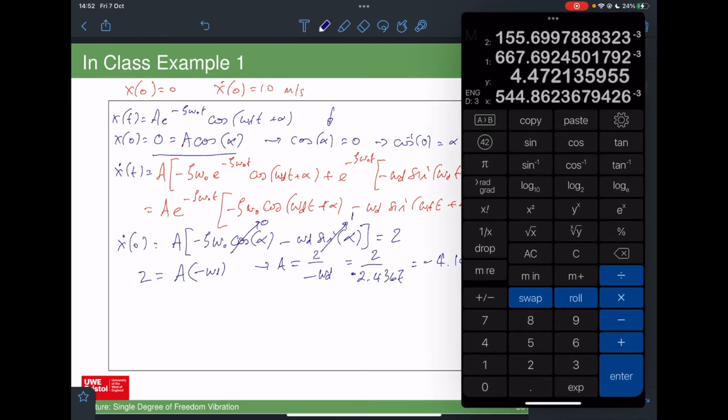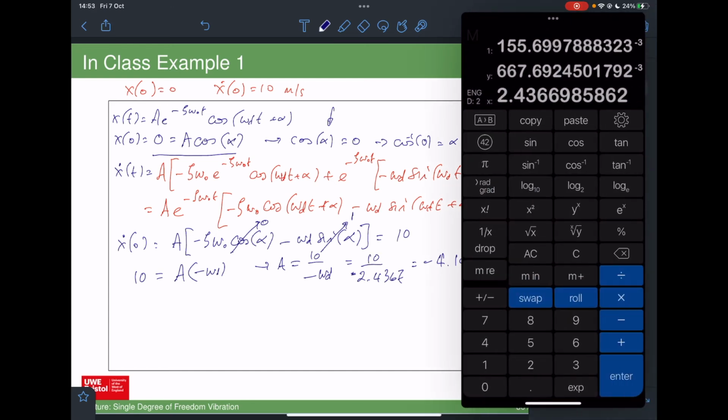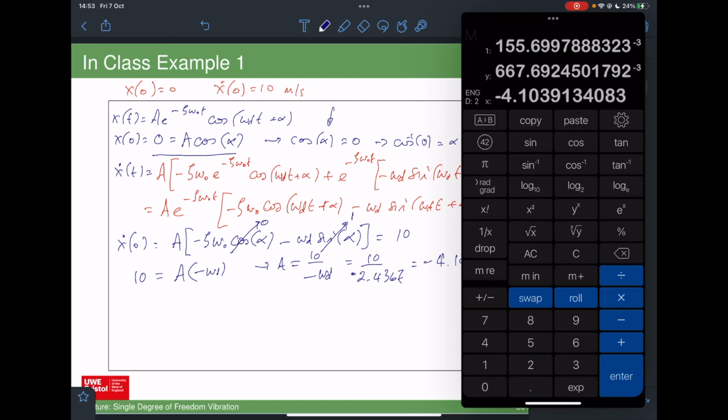Where did the 2 come from? Sorry, it's not 2, it's 10. Yeah, okay, yeah. So let's check that. So with omega d minus, and then we've got 10. 4.1039 is what I'm going to find.